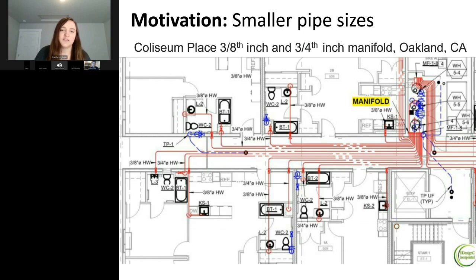Also motivation, we want to use smaller pipes, less energy, less materials costs, less water use. If you've heard Gary speak, you've heard him talk about this as well. And we're actually implementing this at some of our projects. So this is an example in Oakland, a project called Coliseum Place. We're using 3/8 inch and 3/4 inch manifold. And it's also like a distributed system. So there's one individual tank per 2 apartments.